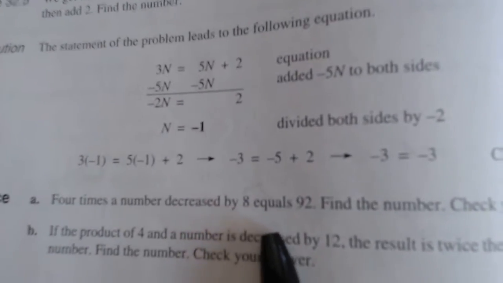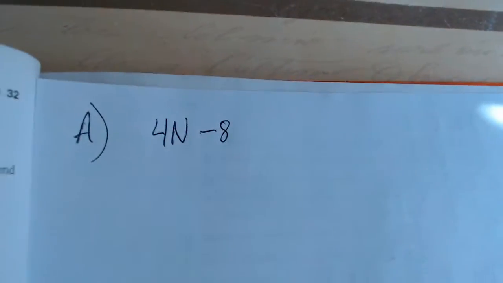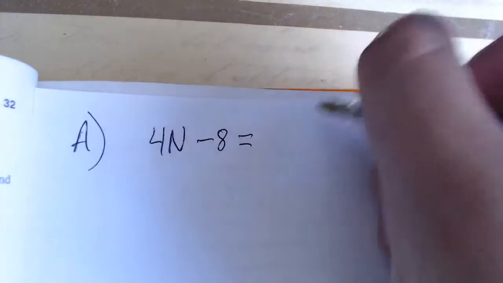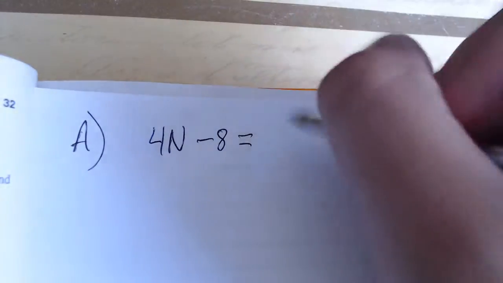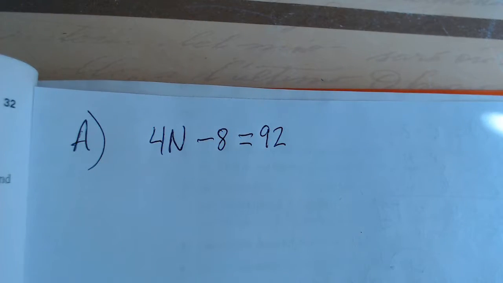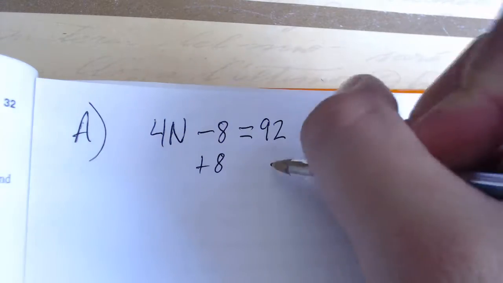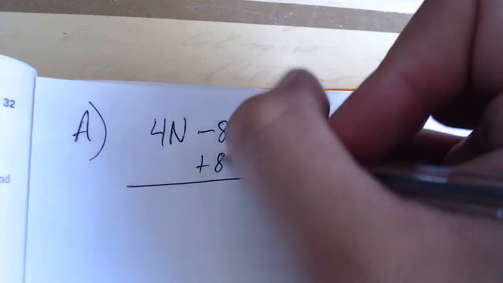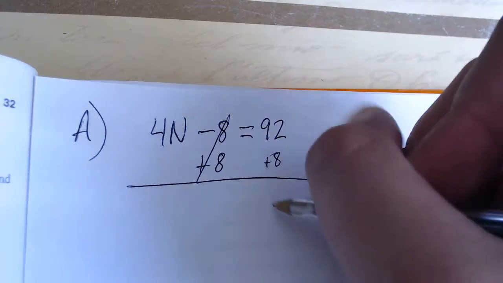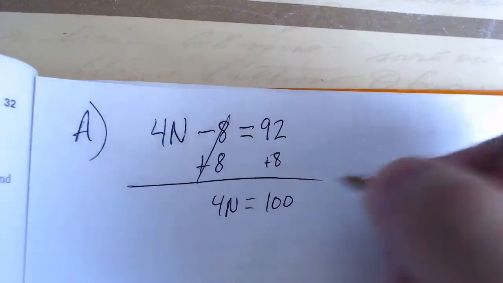Next, they say that all of that equals 92. So that's where we're going to put our equal sign. So 4 times the number decreased by 8 equals 92. From here we have our equation, and we can just solve to find the number. So we add 8 to each side. 92 plus 8 gives us 100, and then we get 4 times the number equals 100.